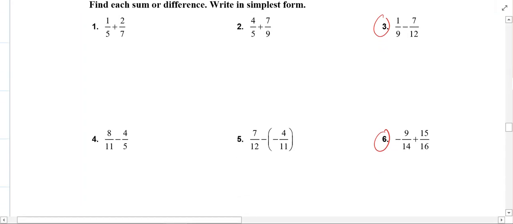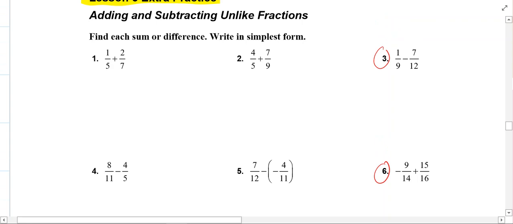Some students think that changing all fractions into decimals is the way to go, but it is not, because you're going to start dealing with repeating decimals, and there's no way to do it. All you can do is estimate. Keeping things in fraction form, you'll get the exact answer every time.